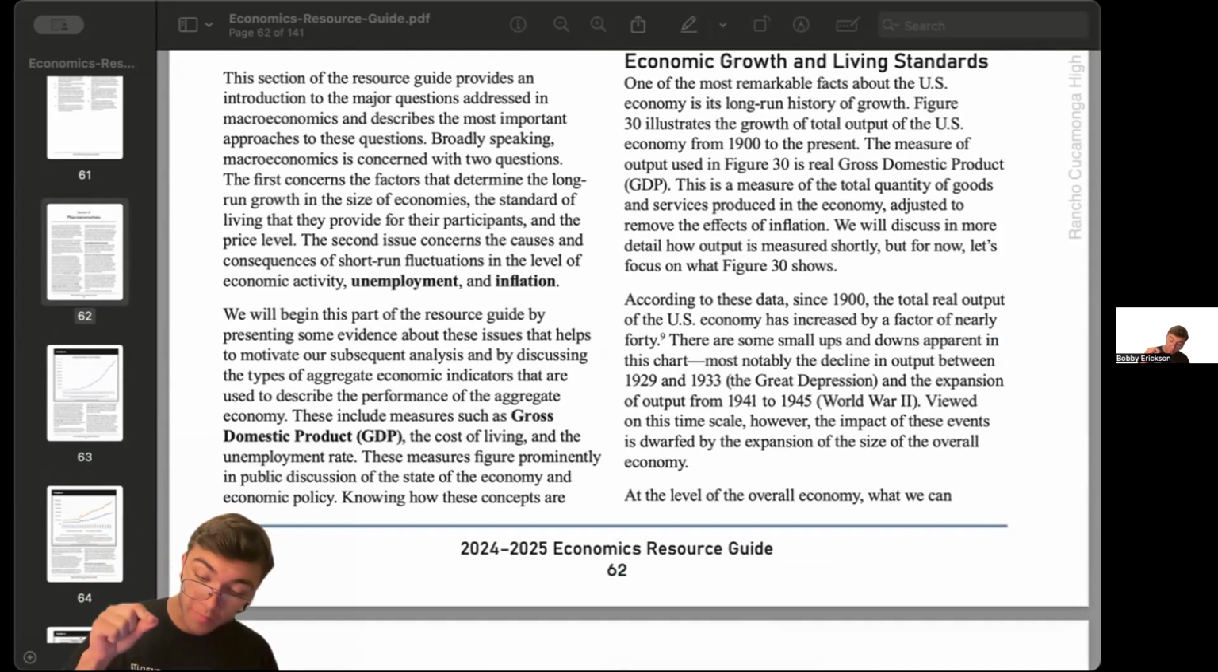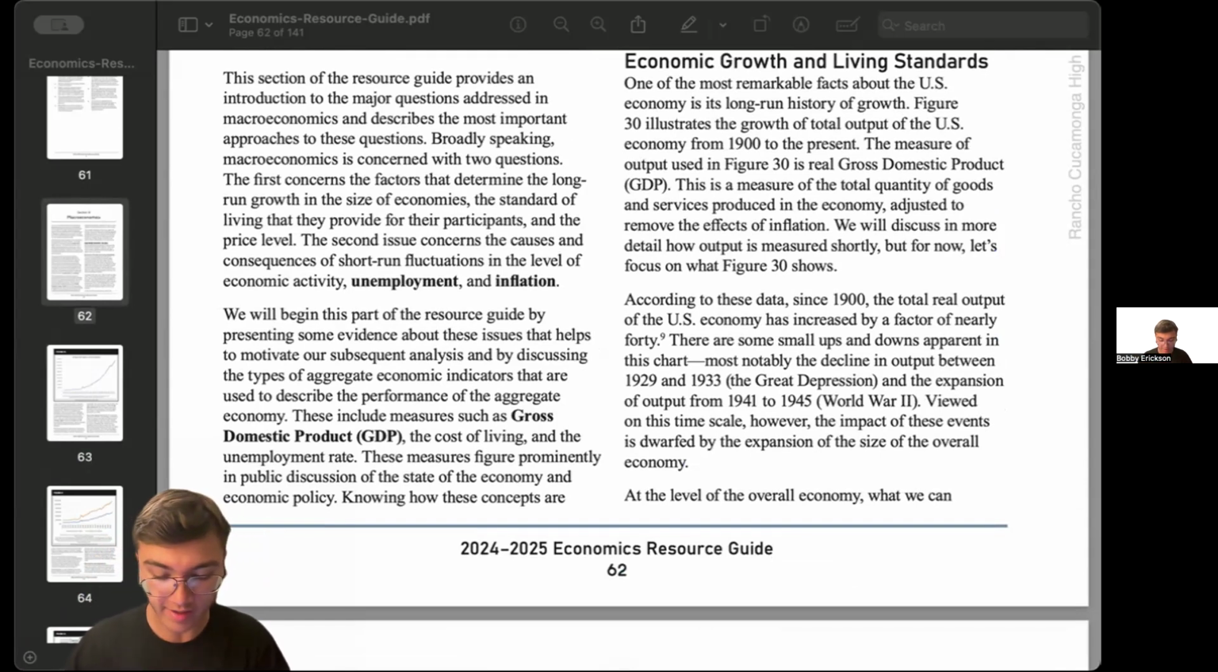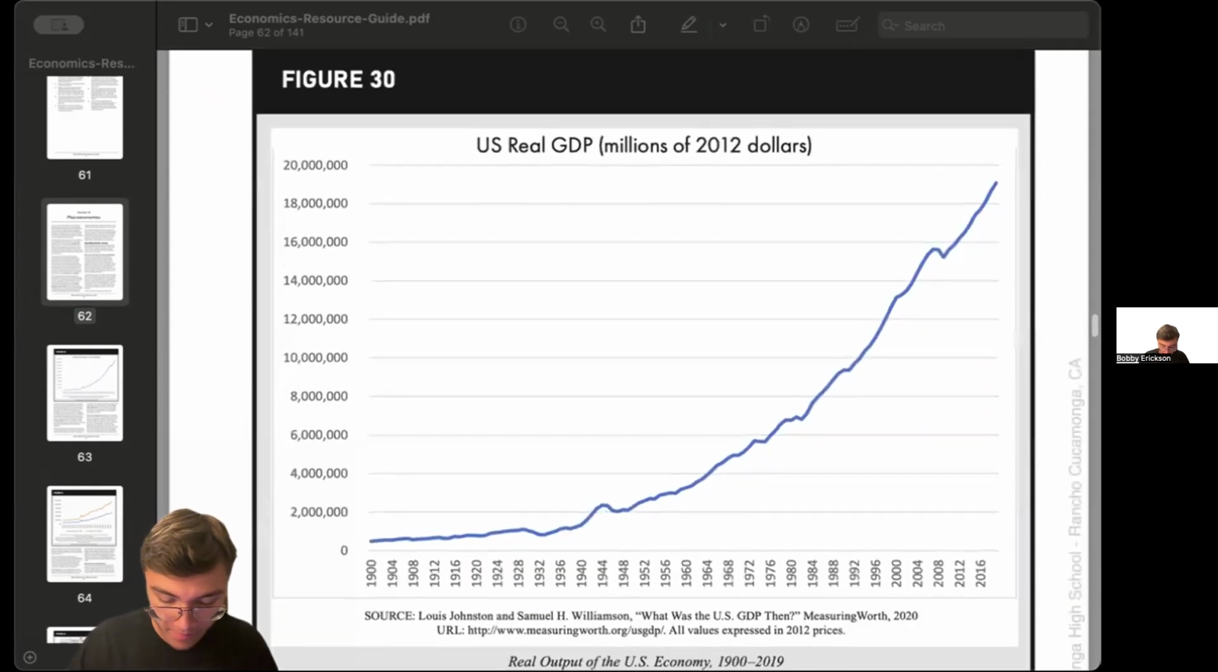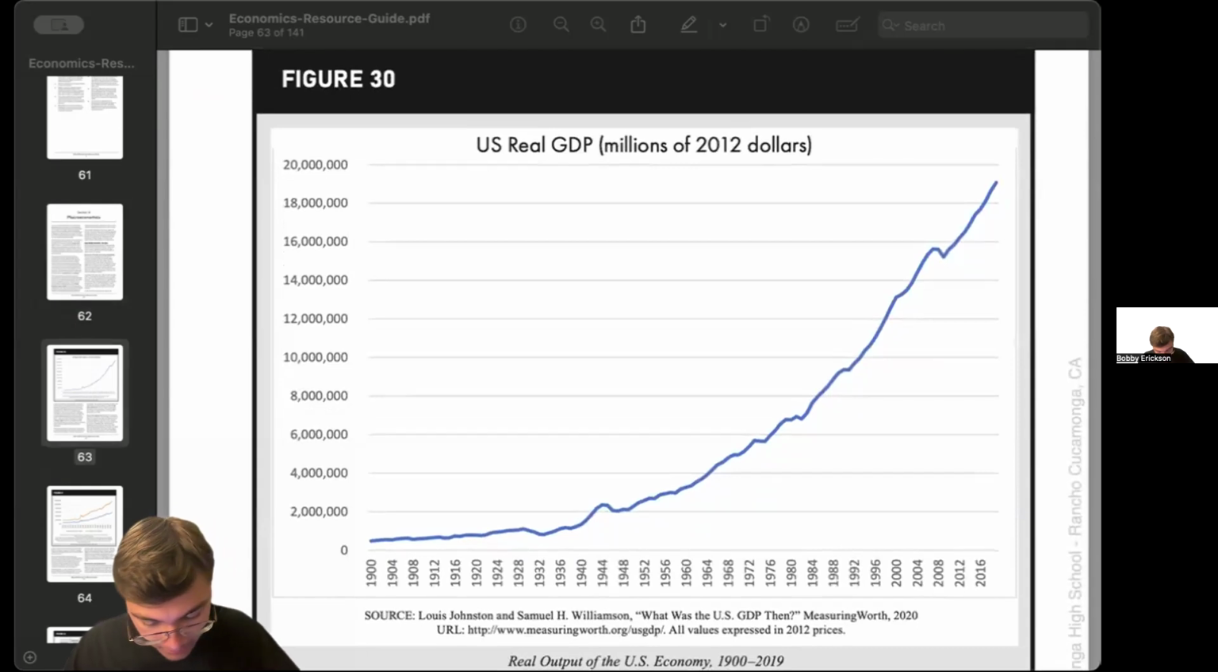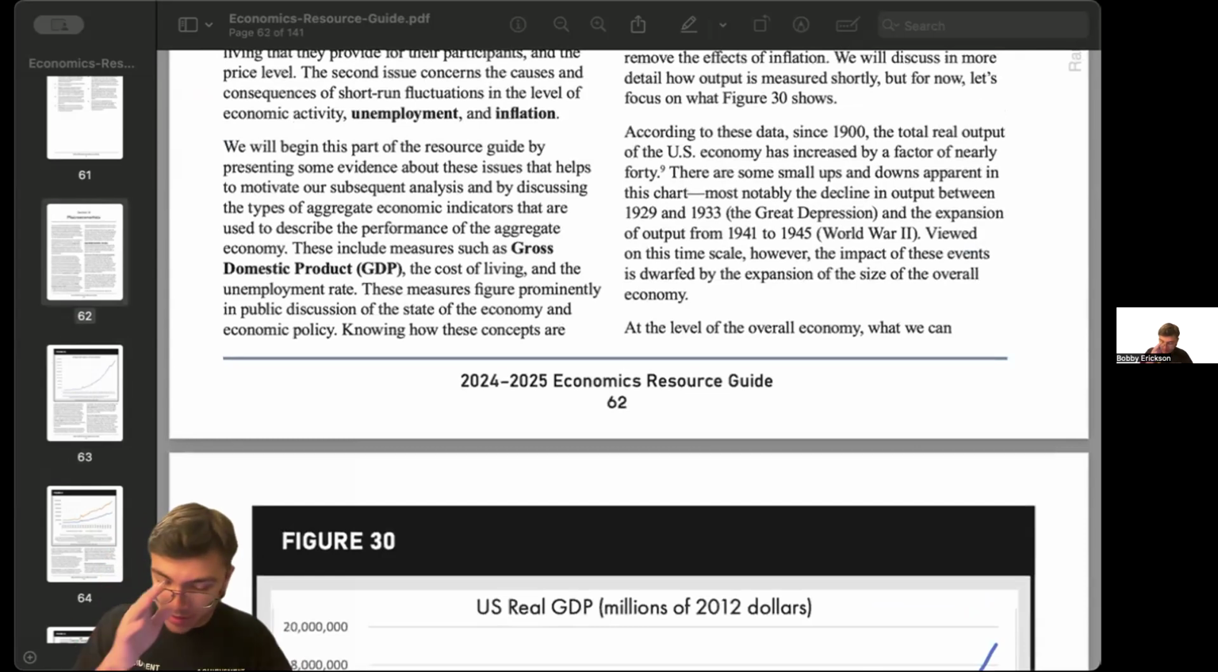There are some small declines and ups and downs that are notable from 1929 to 1933, which was the Great Depression. So keep that in mind when you're thinking about when a decline would most likely happen. 1929 to 1933 was when the Great Depression happened. And then we had an expansion in output. If you can see that little bump right there, and then this right here, that's what we're talking about. We can see that there was a jump because of World War II from 1941 to 1945.